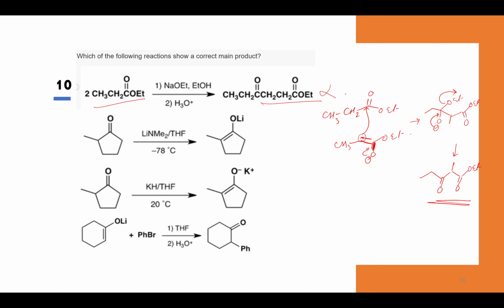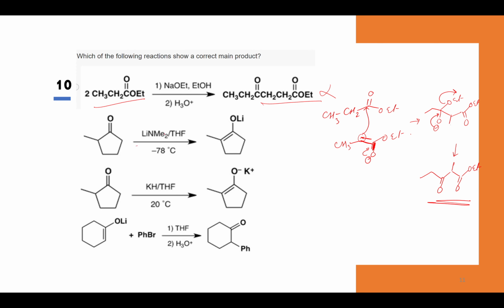We are getting this as a product, so this is not the correct one. Got it? So write down the mechanism, you will get the answer, and depending on those answers, you can find out the correct option. So this is not the correct one. Now let's talk about the second option.